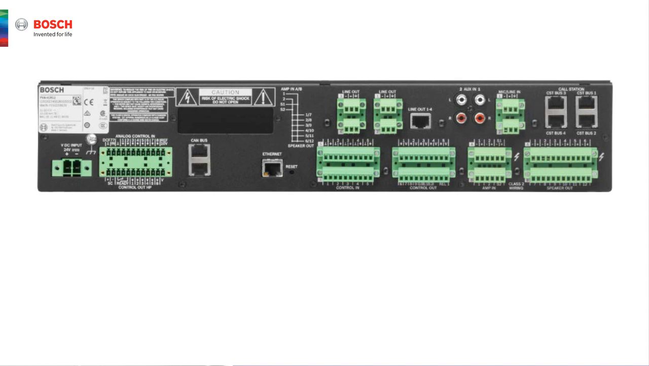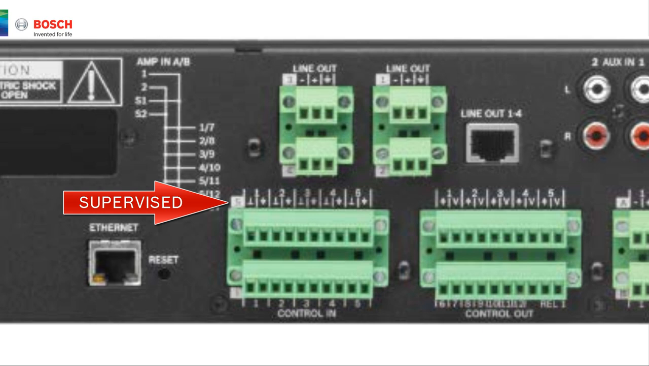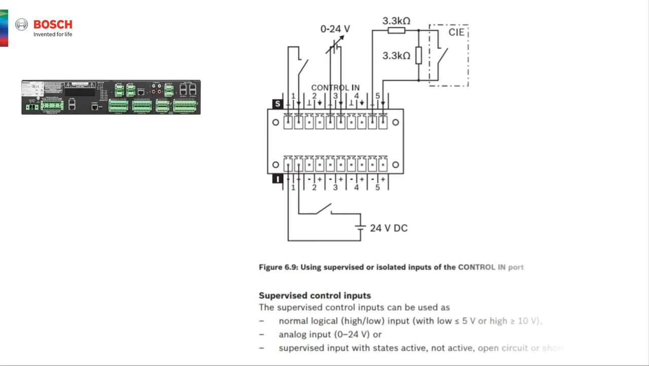All right, today I'm going to be going over the three different methods that control inputs can be wired into the PAVIRO controller or router. To start out, we're going to focus on the supervised input located on the back top Phoenix block for the control ins. The supervised input has three different types of wiring that it accepts.